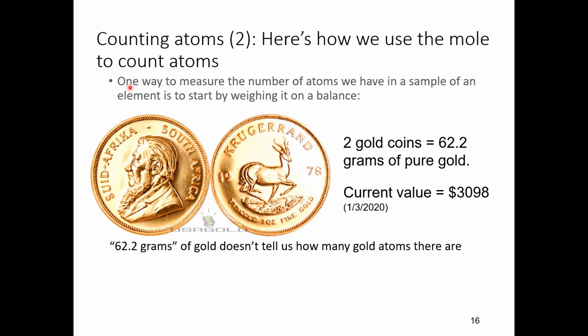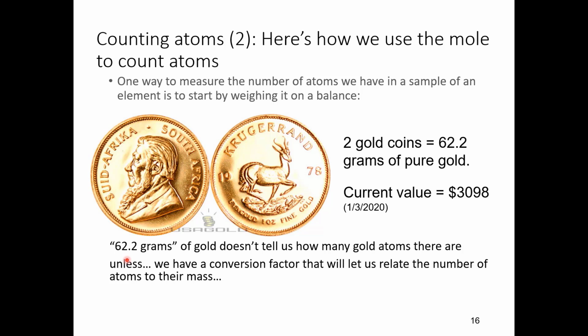What you do with this mole or with the atomic mass is you measure the number of atoms that you have just by weighing the sample of chemical on a balance. So for example, let's say that I have 2 gold coins and I weigh them on a balance. Those 2 gold coins together measure 62.2 grams. Just as an aside, the current value of that is $3,098. That's fun. But 62.2 grams of gold doesn't tell us how many gold atoms there are.